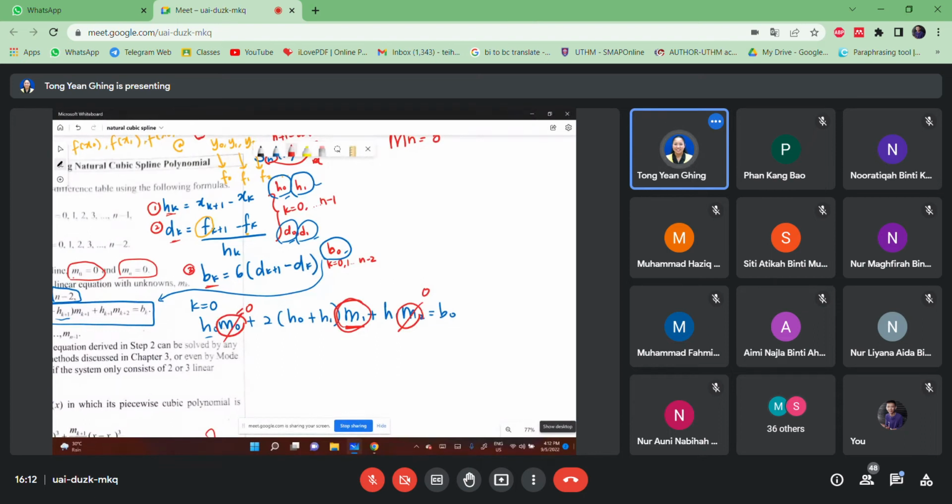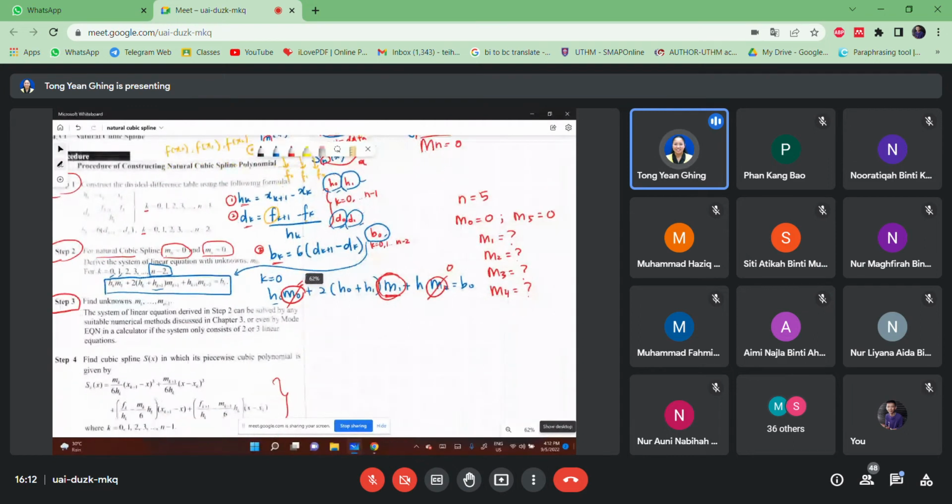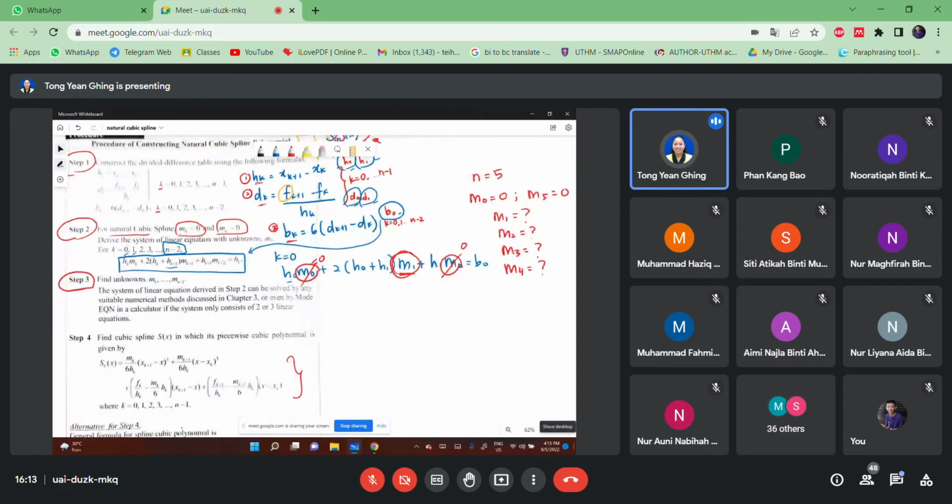If let's say n is 5, M0 is 0 and M5 is 0. So we have to find what M1 is, what M2 is, what M3 is, and what M4 is. Okay. After we get all the M values here, we derive the formula to get all the Mk values. Then we can find the cubic spline polynomial.